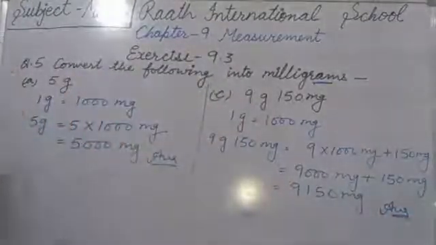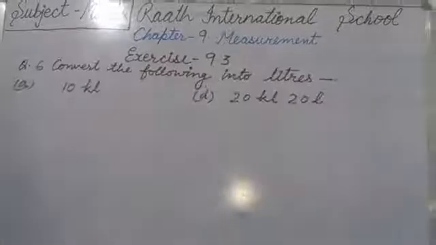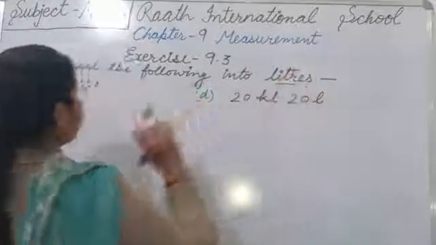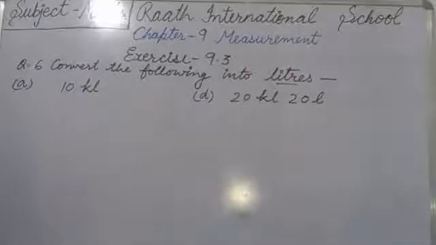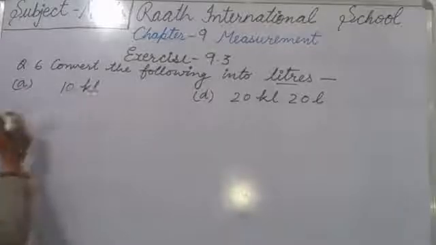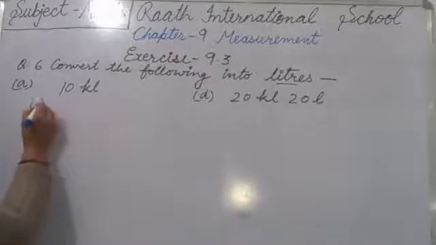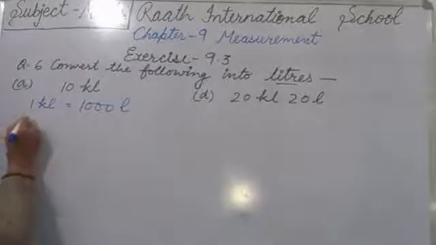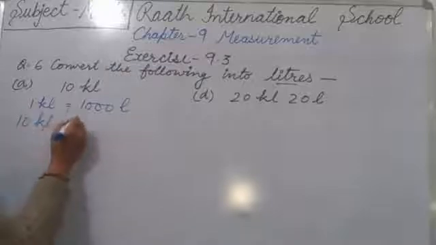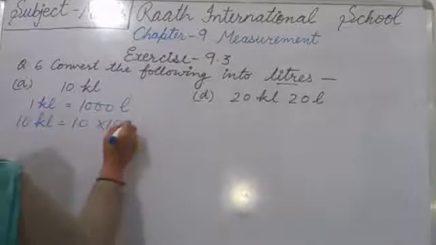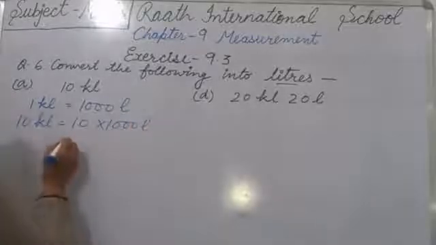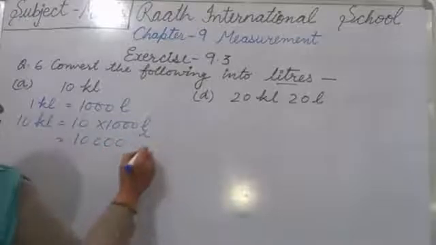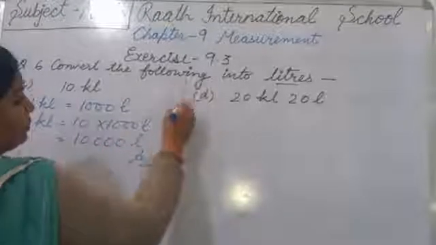Okay. So you will complete question 5. Now question number 6. Convert the following into liters. Here you have to convert into liters. Kiloliters are given here. You convert into liters. So A part, 10 kiloliter. As we know, 1 kiloliter, kiloliter is big, equals 1000 liter. Now 10 kiloliter equals 10 multiplied by 1000. It's become liter. 10 multiplied by 1000 equals 10,000 liter. That is your answer. So like this we will do simply.